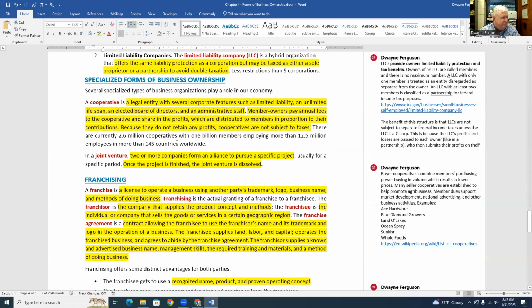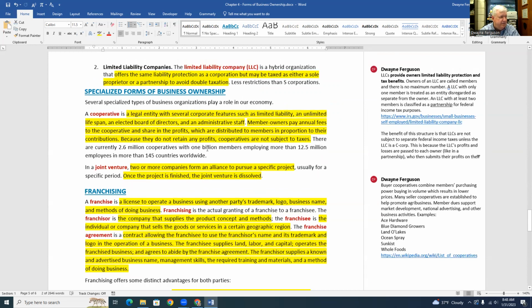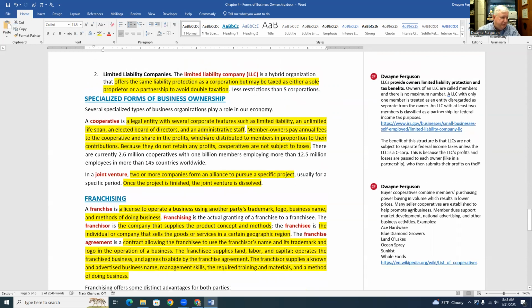Okay, some other types of business ownerships, co-ops. You can read more about co-ops. A lot of those we see in agriculture. So a legal entity with several corporate features such as limited liability, unlimited lifespan, board of directors, administrative staff, member owners pay annual fees to co-ops and share in the profits, which are distributed to members in proportion to their contributions. Because they do not retain profits, they're not subject to taxes. So you, as the person receiving the profits, you would pay taxes on it, not the co-op.